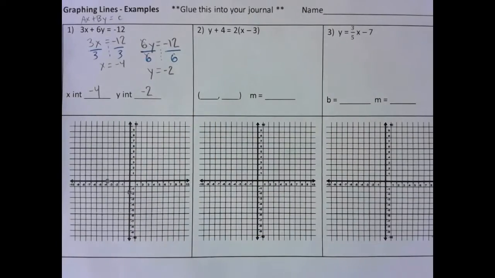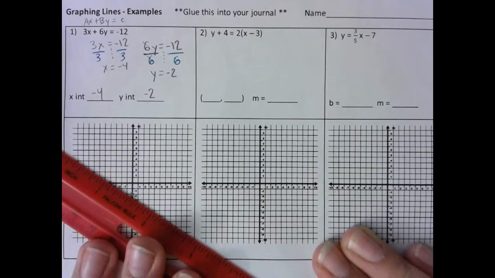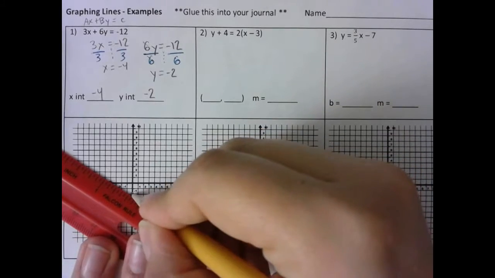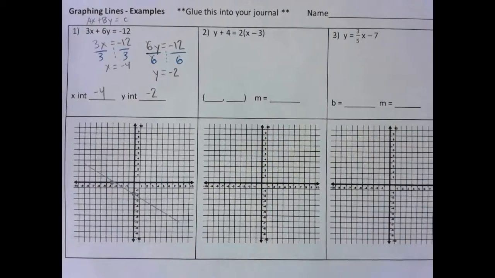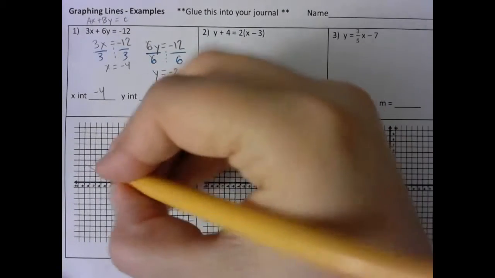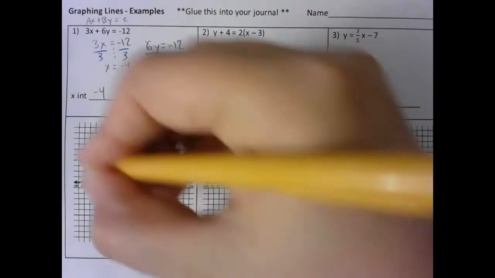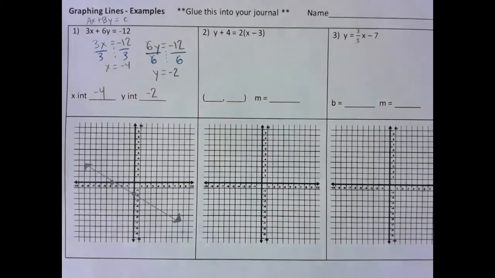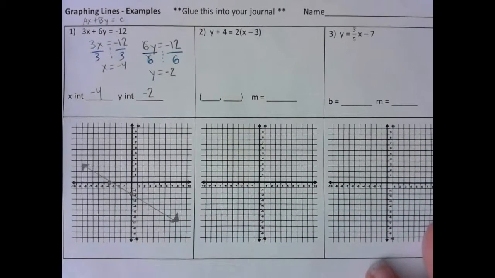Then hopefully you have a ruler. Here's mine. Connect your dots. It's okay if you're a little off, but you should be pretty close. There we go. That's not awful. Not bad. And don't forget your little arrows at the end. Fantastic. Let's go on to the second example.